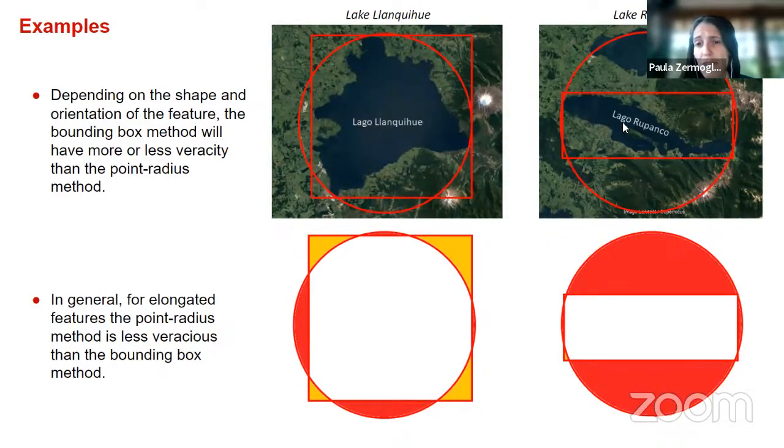In contrast to that, if the shape is elongated, like this other lake here, the Lago Rupanco, this is in Chile. If we use the bounding box here, we can see it down here, the overestimation of this method is very little because of how this lake is in shape. And if we use instead the point radius method, we're using a circle that goes way beyond the actual lake. So here we can see that using different methods, we overestimate more or less depending on the shape of the location.